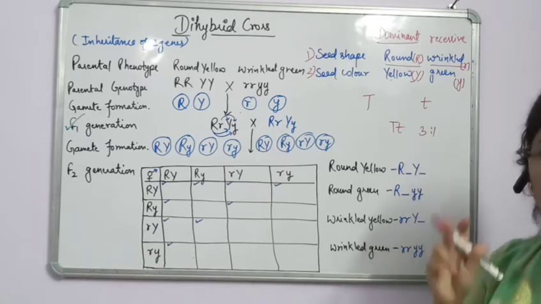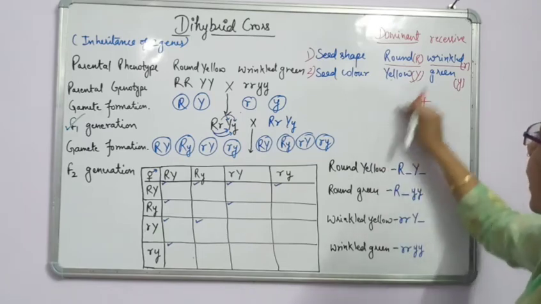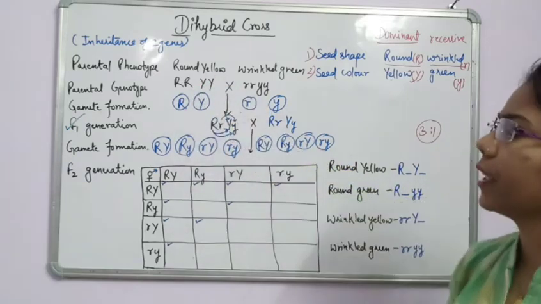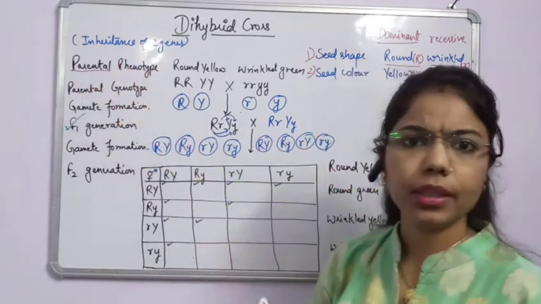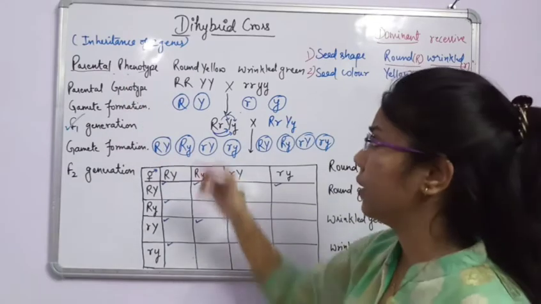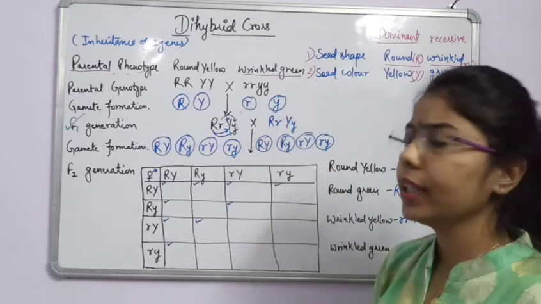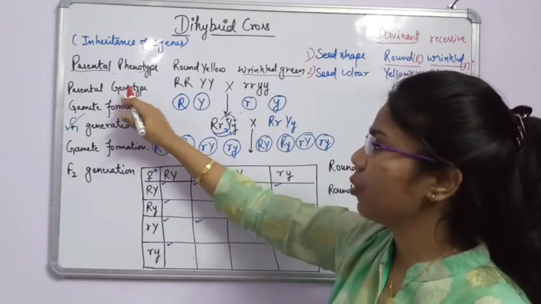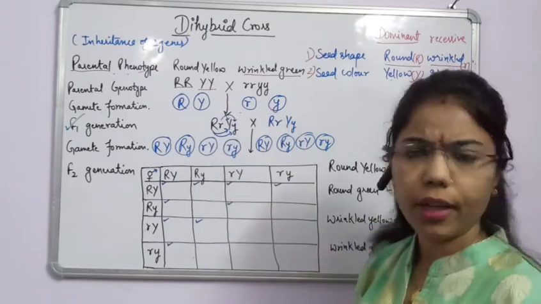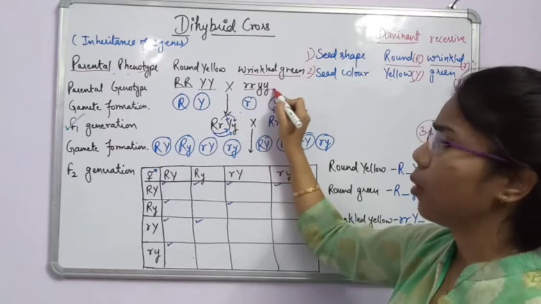Here, in place of taking only one character, we have taken two characters. We know that in monohybrid cross the phenotypic ratio was 3:1. Now we are taking two characters. See here, the parental one. Parental means parents. What will be the phenotype of the parent? Phenotype is the external appearance. It will show as round yellow. The other parent we have taken is wrinkled green. The genotypes we have shown for these phenotypes are capital RR and capital YY. In wrinkled, we have taken small rr and small yy.